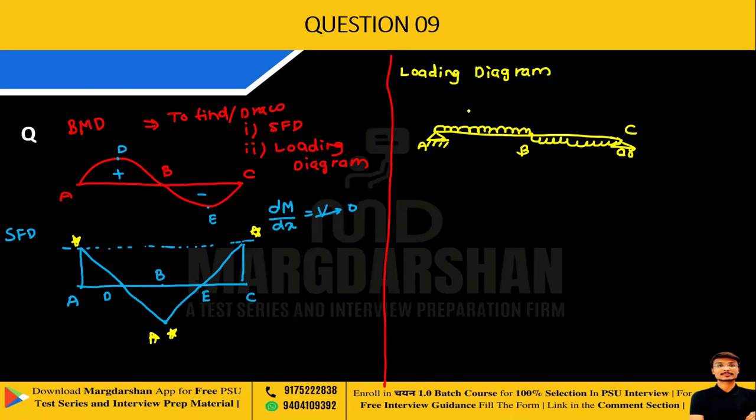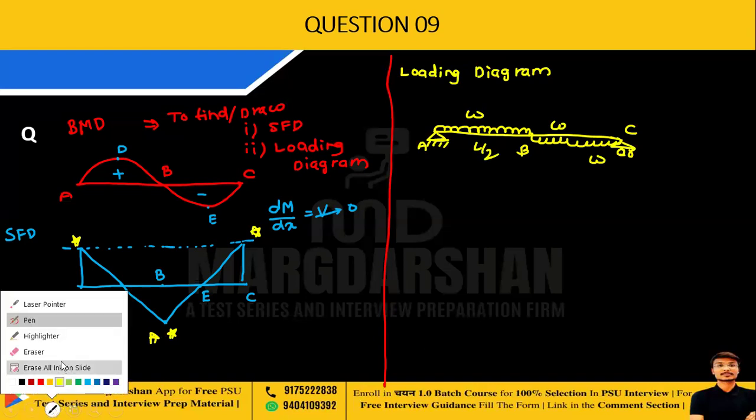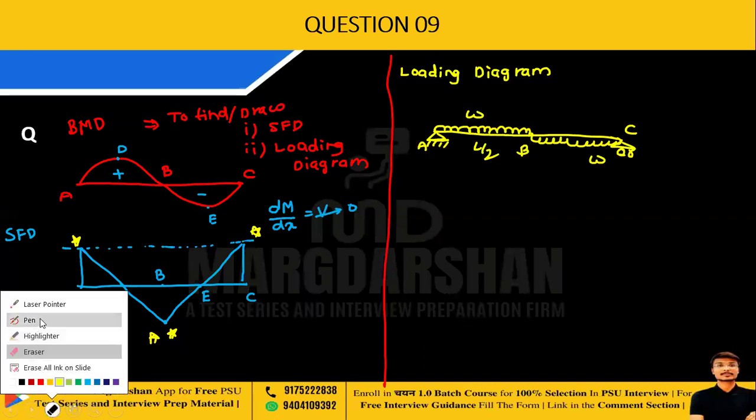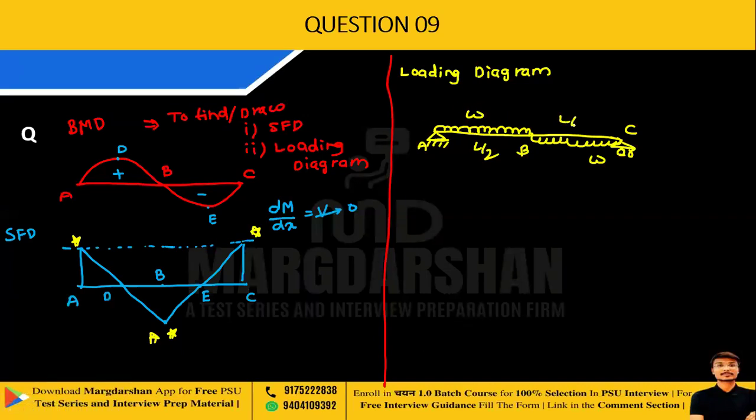See, if we say this is W, this is W, L by 2 and L by 2. You go and see here, RA will be WL by 4 and RC will be minus WL by 4 if we apply the conditions properly. And if we apply summation of moment about B, according to this BMD, it should be 0. Now we can check over here.